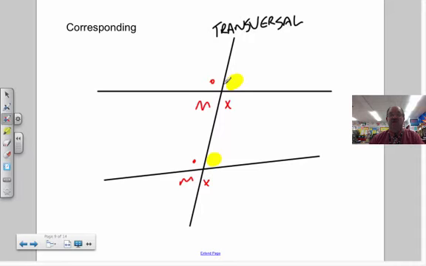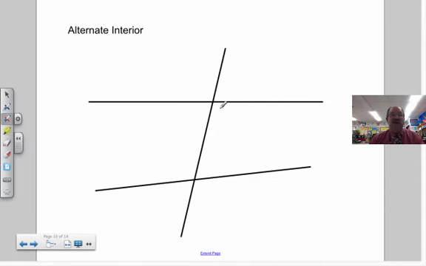In this case, the yellow ones are above the line and to the right of the transversal. So that's corresponding angles. Now alternate interior: they're on the interior and they're on alternate sides. So like there and there, those are alternate interior angles. They're in between my two lines and on opposite sides of the transversal.